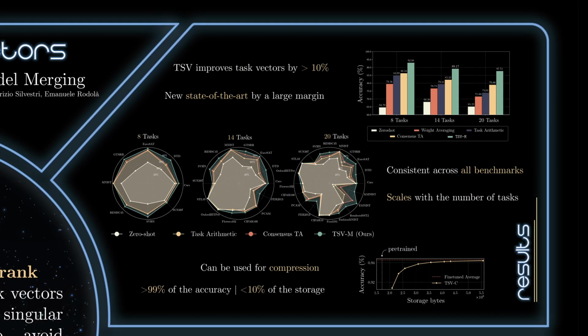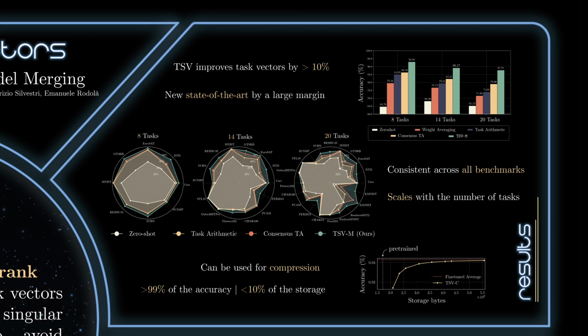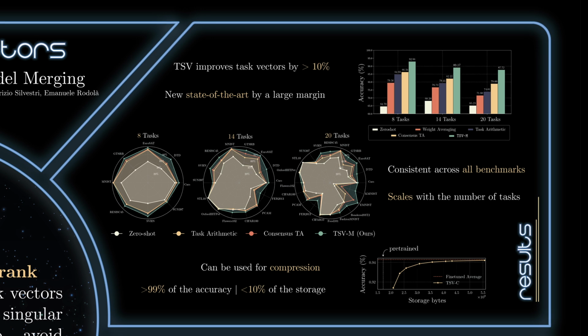We can see here that this results in a gain of more than 10 accuracy points with respect to vanilla task vectors, allowing us to establish a new state of the art by a large margin. This is consistent across all benchmarks and architectures that we tried, scaling well from 8 to 14 to 20 tasks.